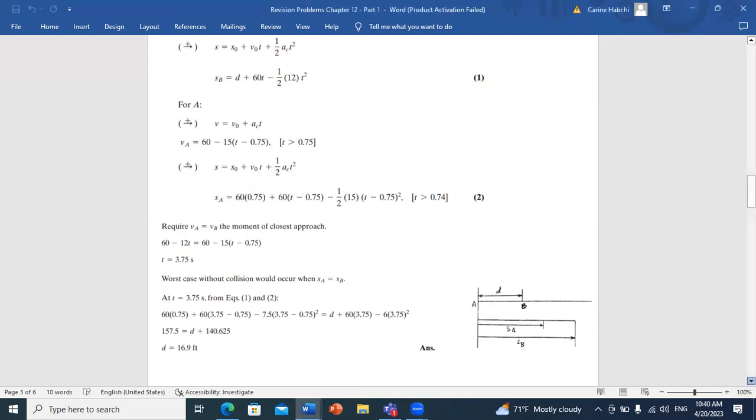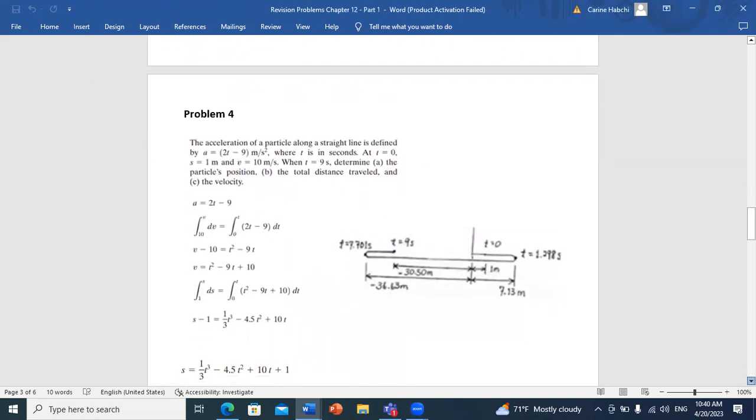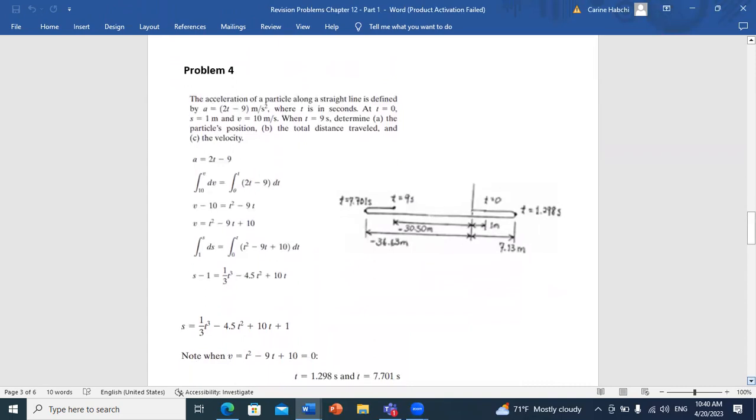Another problem. The acceleration of a particle along a straight line is defined by A equals 2t minus 9 meter per second squared, where t is in seconds. At t equals 0, s is 1 meter, and v is 10 meters per second.